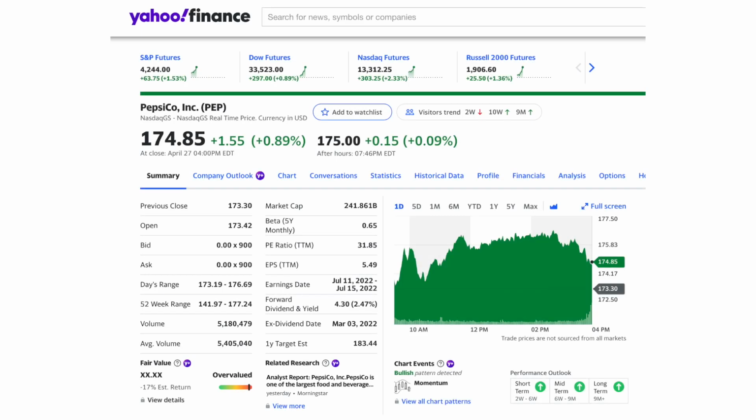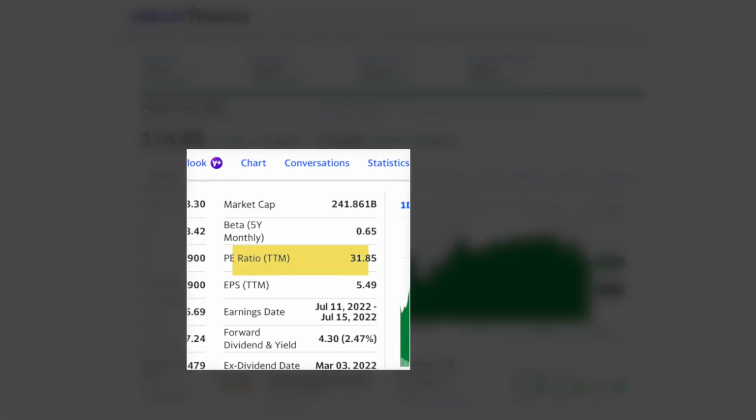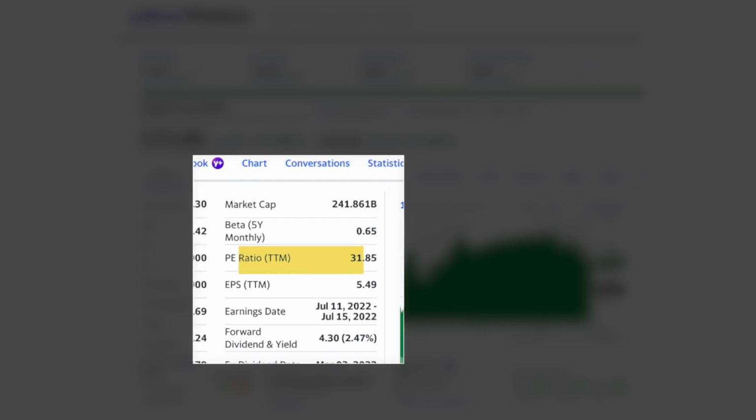But if you wanted to choose between Coca-Cola and Pepsi, for example, then comparing the price to earnings ratios would work much better. And here, with Pepsi, we see that the PE is a little higher at 31.85. Now remember, Coca-Cola's PE is 29. So checking the PE could be one way to see which company is better valued.